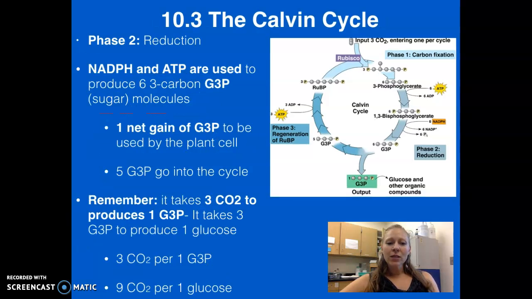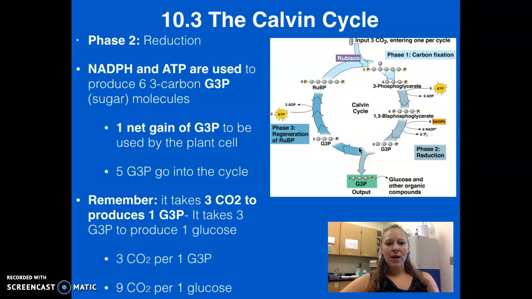So phase 2, reduction. So we are over here. This is where we're generating our G3P. So our input of energy, ATP and NADPH are used to fuel this G3P, which is technically a sugar. And so 6 G3P are produced. 1 is a net gain of G3P. The other 5 go on to be converted into RuBP.